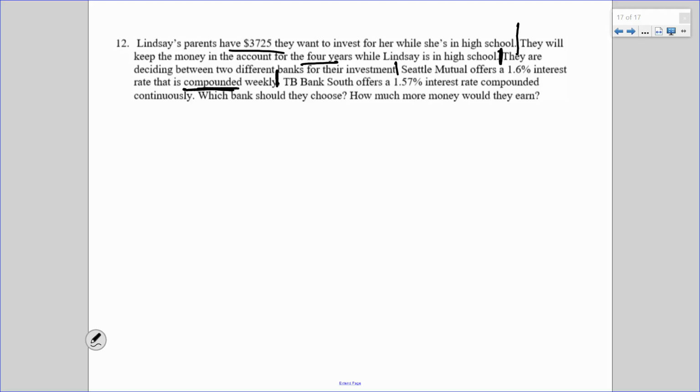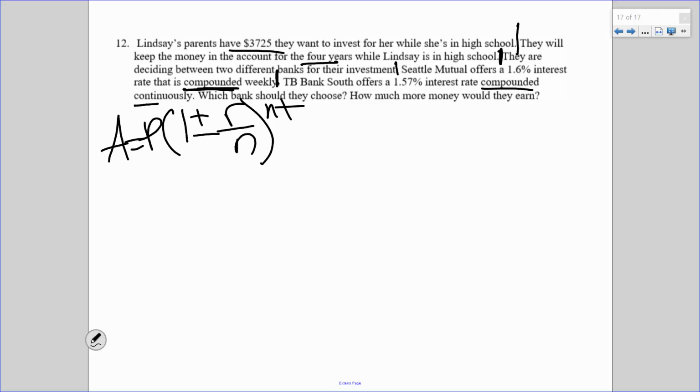Compounded. The formula is principal times parentheses 1 plus r over n, to the power nt. When I see compounding, I use this formula. If I see compounded continuously, which I'm going to see in the next sentence, then I use a slightly different formula, which is P e to the power of rt.